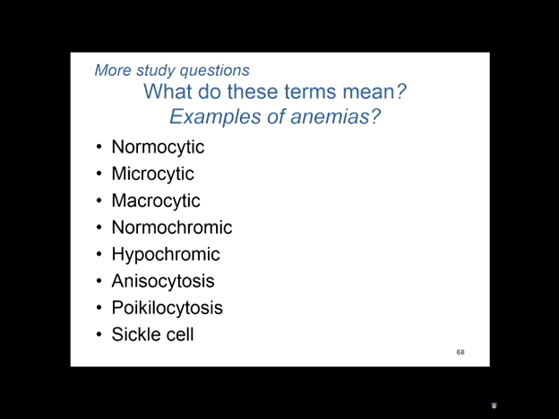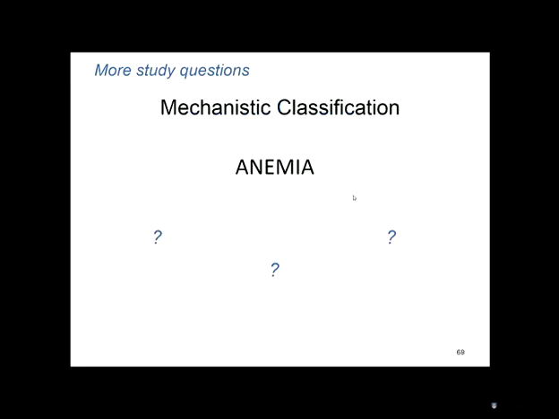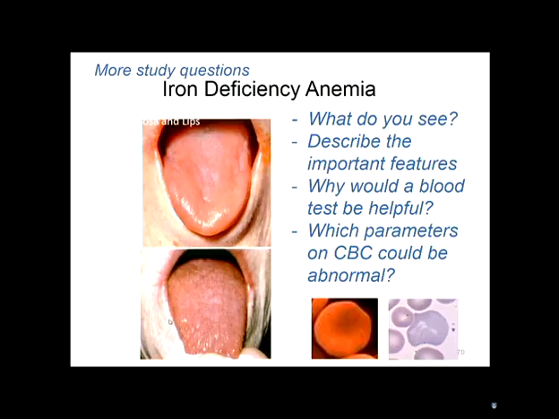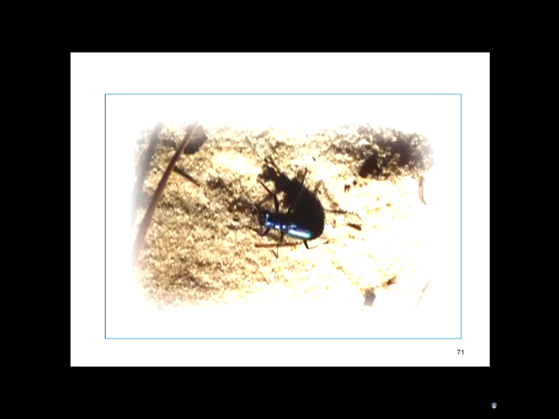But at the end of this lecture, I actually have a few pointers on study questions, so you need to know what these terms mean. Can you provide examples of anemias that fit into these categories? And do you know the mechanistic classification? And can you describe these features and explain why blood tests are useful and what parameters on the CBC might be abnormal under these circumstances? So that's all for the red cell stuff that I have for you.